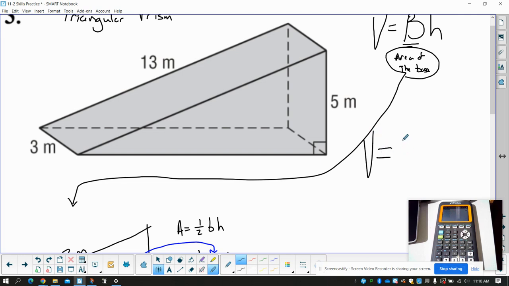Volume equals the area of the base, 30, times the height of the prism, not the height of the triangle. So I wouldn't do this 5. This 5 is not the height of the prism. This is the height of that base shape. In this particular case, because the two bases are the two triangles, the height is actually the distance between those two bases, which is going to be 3. So the height of the prism is 3.